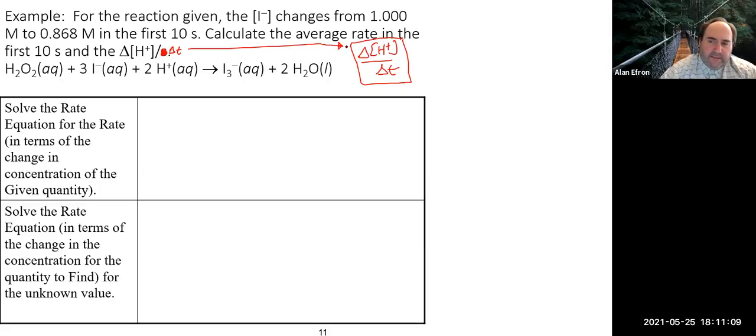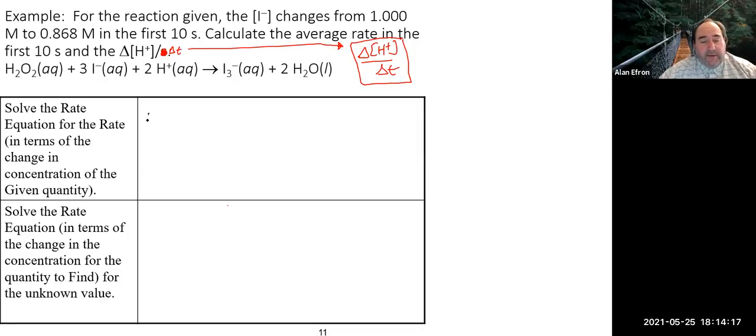So why don't you take a couple minutes, see what you come up with. Again, use the rate expression and see if you could figure it out, and then we'll talk about it. Basically, the I minus changes from 1 to 0.868 in 10 seconds. We want the H plus concentration. So really, you could write the rate expression for those two things that you're interested in. Clearly, one thing that you're interested in is the I minus.